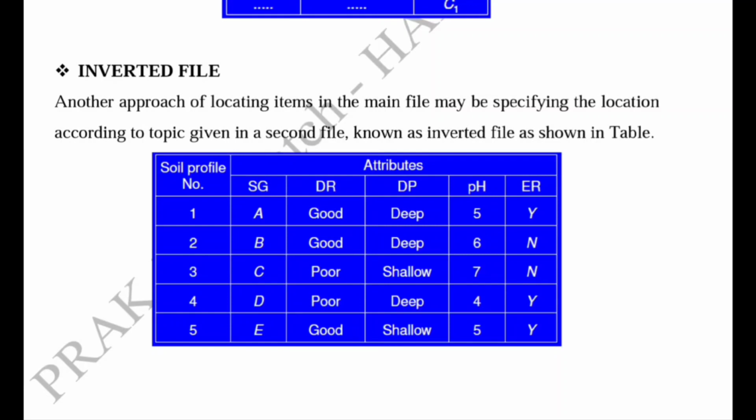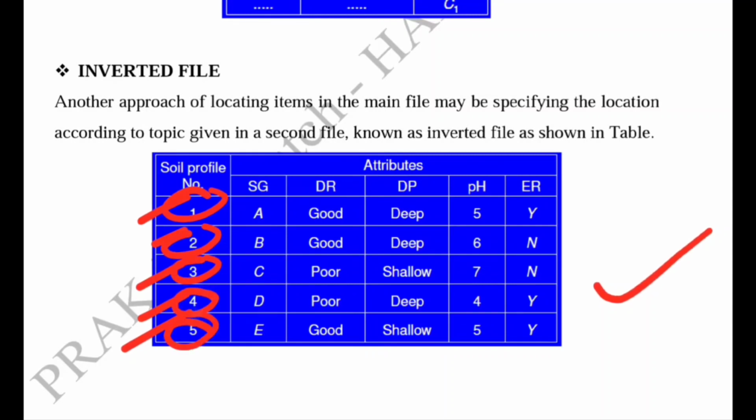For searching any item, the single entities are stored along with their many attributes. As we have seen in this table, there are many unique or single entities like soil profile. We may say it is soil number 1, soil number 2, soil number 3, soil number 4, soil number 5, and these are the attributes of these files. Each has uniqueness, but the attributes may be similar, meaning soil group A, B, C, D, E may be different.